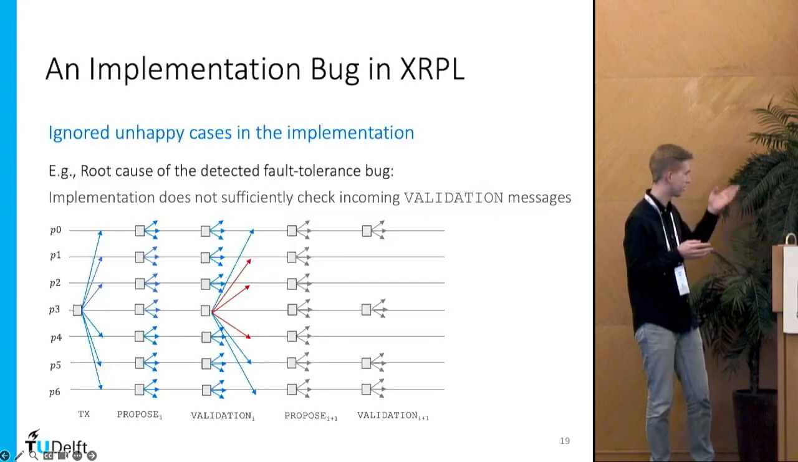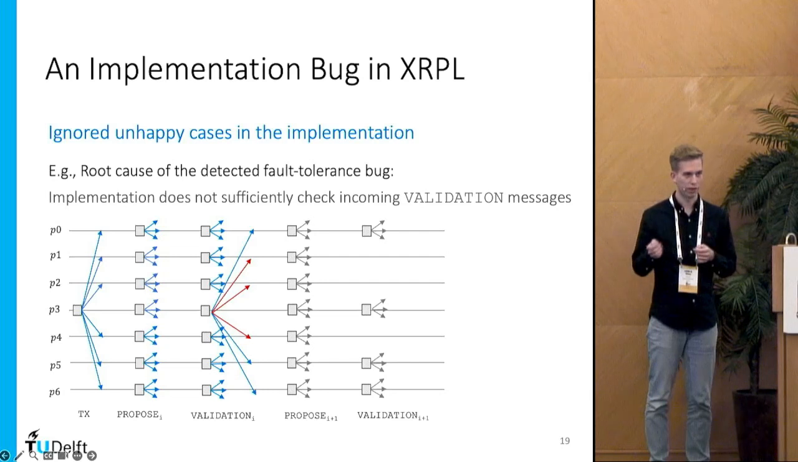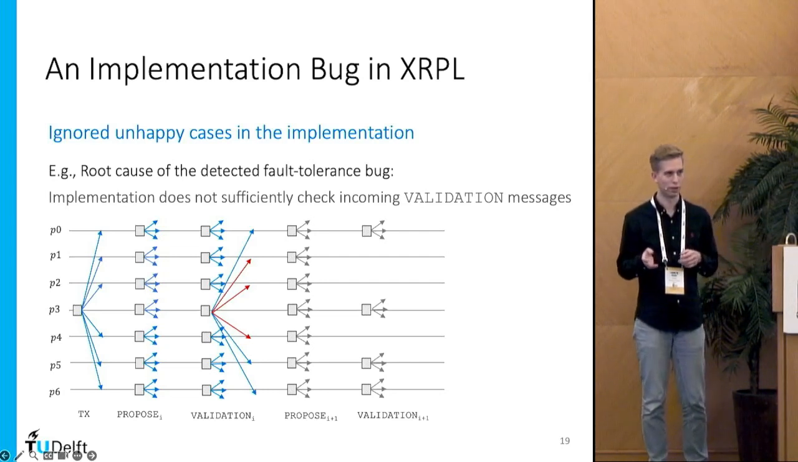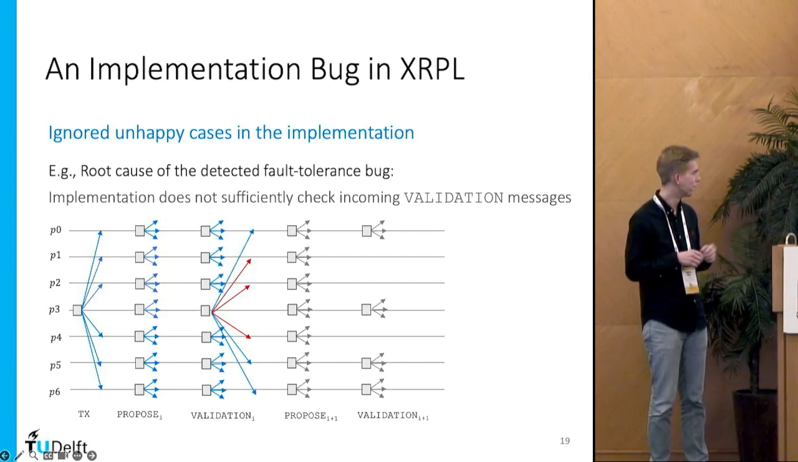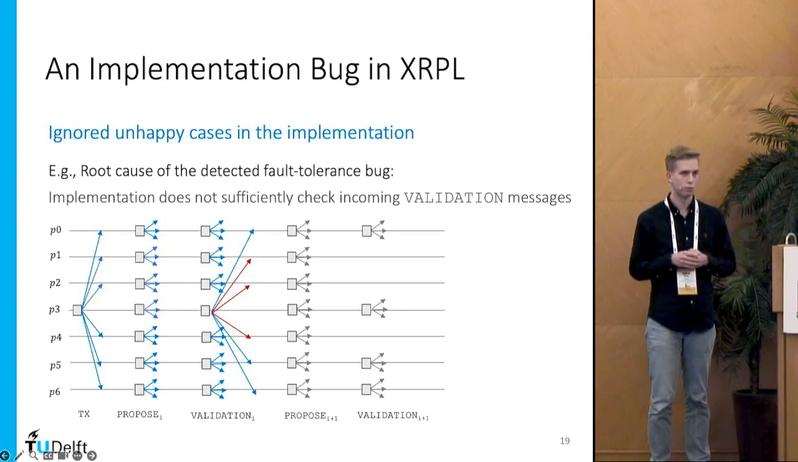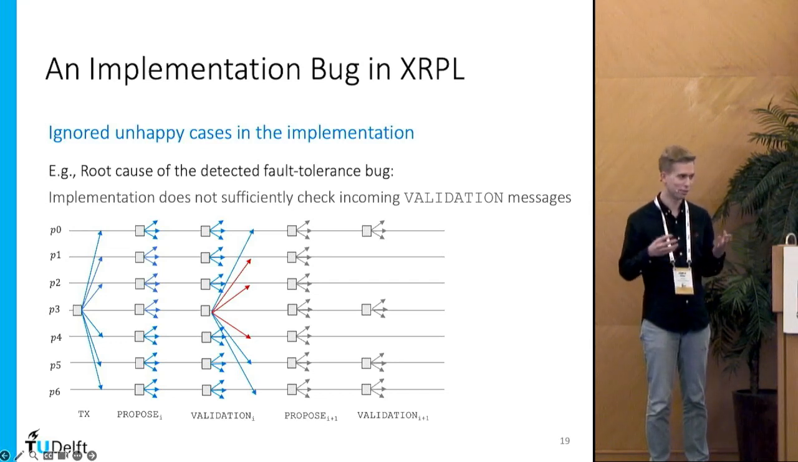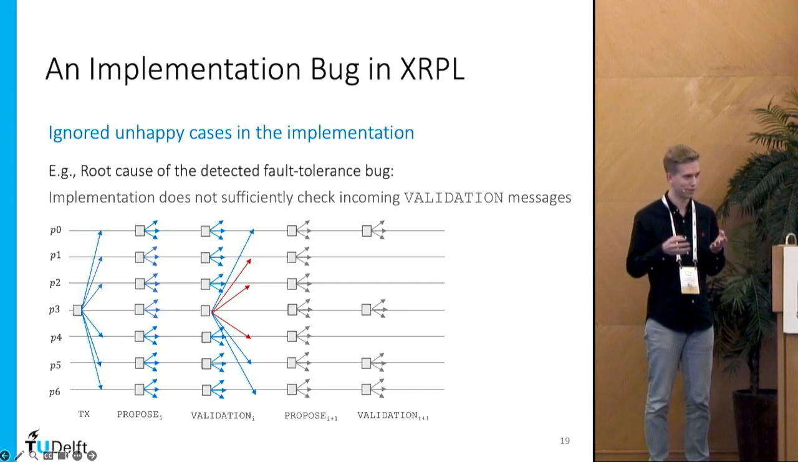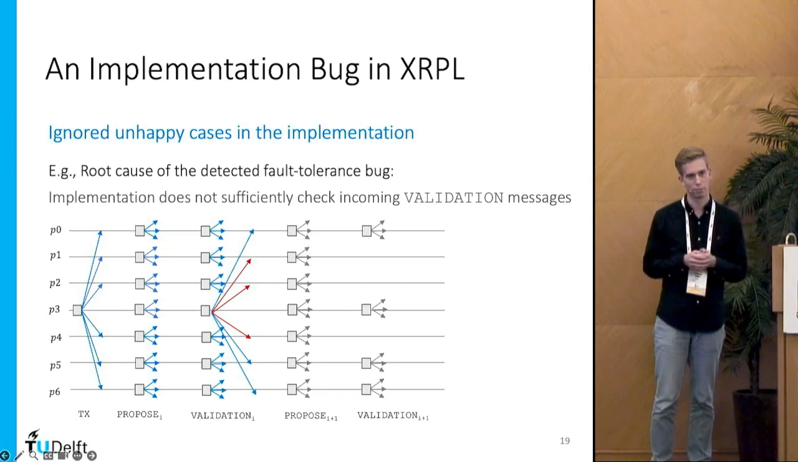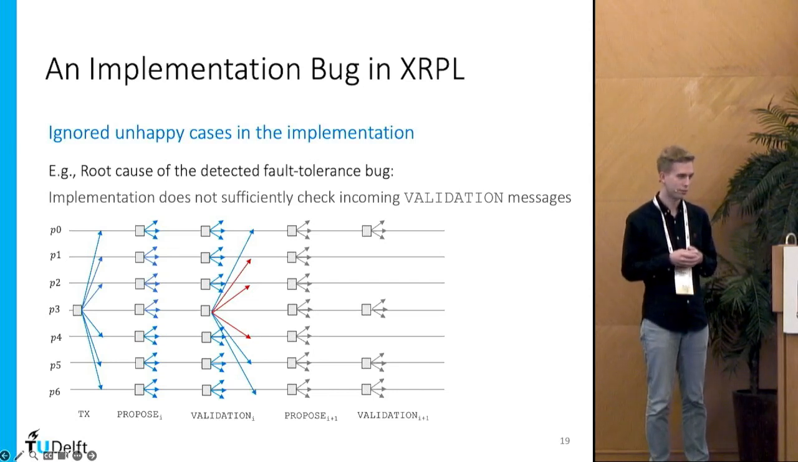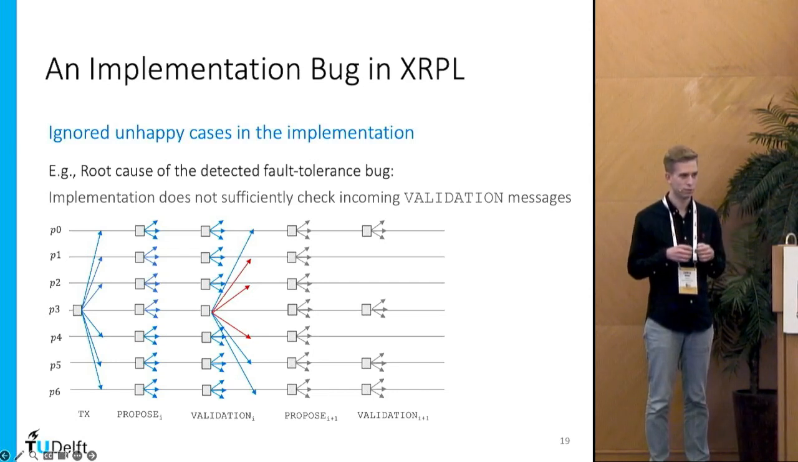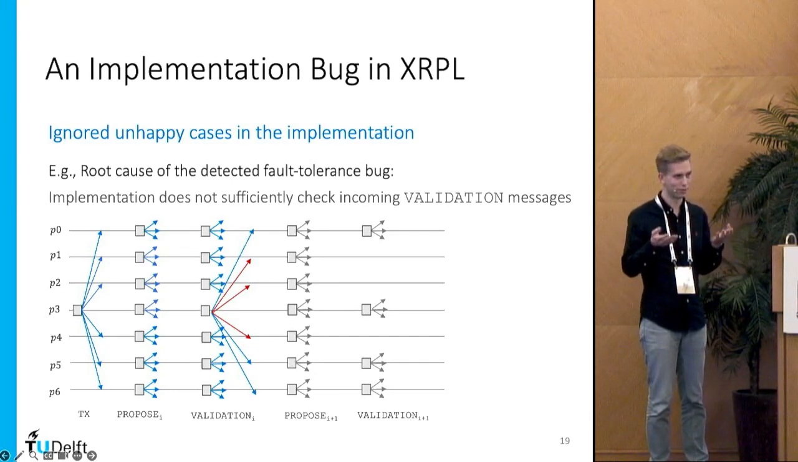Much like the bug that we've already seen, there were also other bugs that only exposed using our small scope mutations. But this bug that I just showed you in the previous example existed because the developers ignored the fact that there could be malicious nodes in the network when implementing a particular part of the system. They assumed that incoming validation messages are correct and coherent, and as we know, this doesn't always have to be the case.